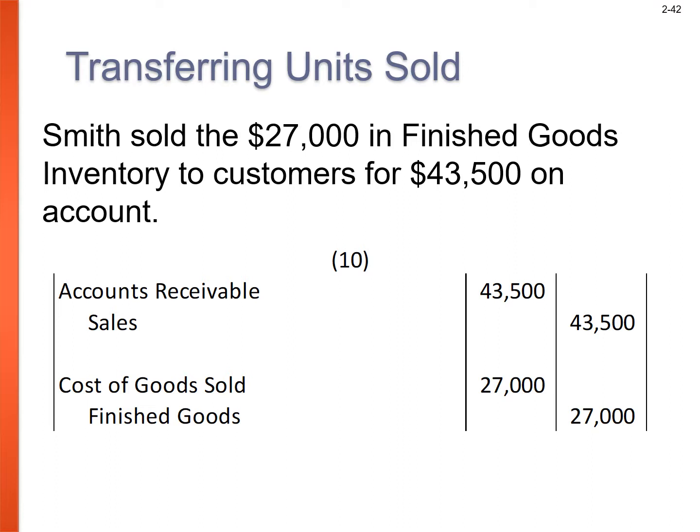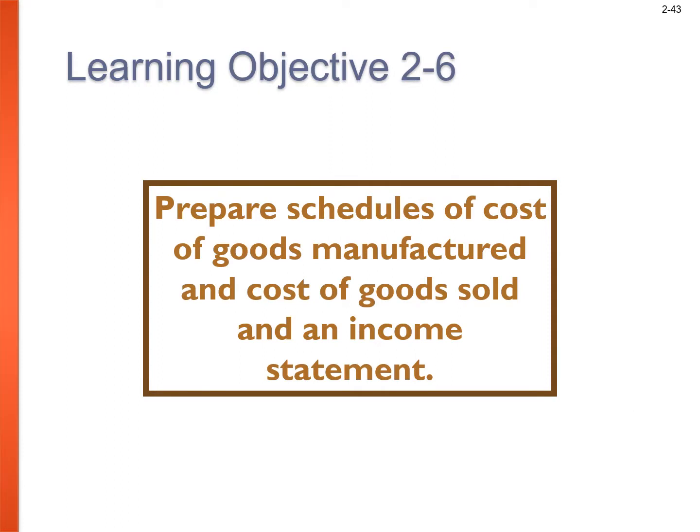We then debit the expense account cost of goods sold for the cost, $27,000, and we credit the finished goods inventory for $27,000. So we've created the T accounts for all these items. They would lead us to a trial balance, and then we would prepare schedules of cost of goods manufactured and cost of goods sold and an income statement.